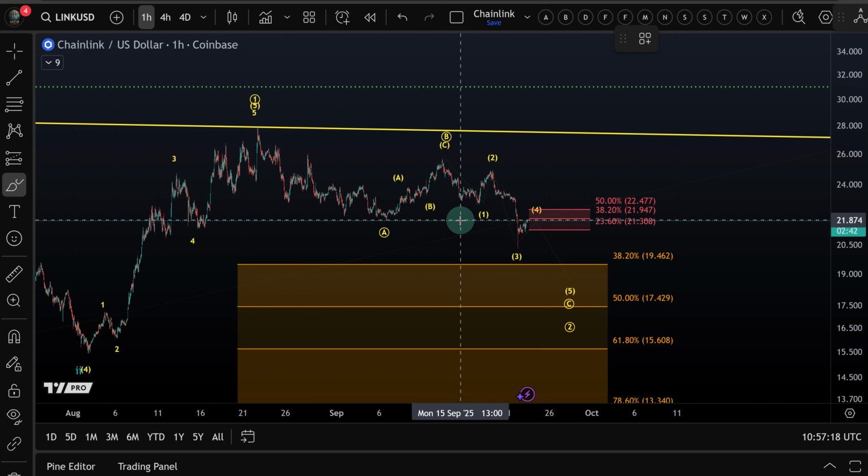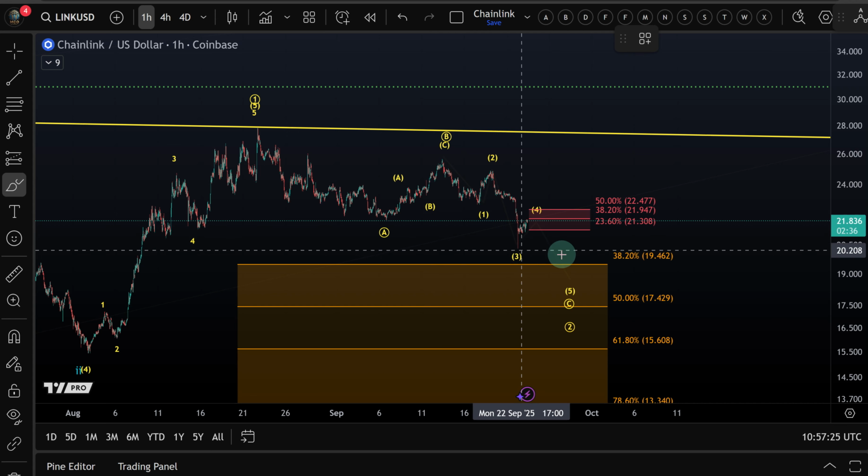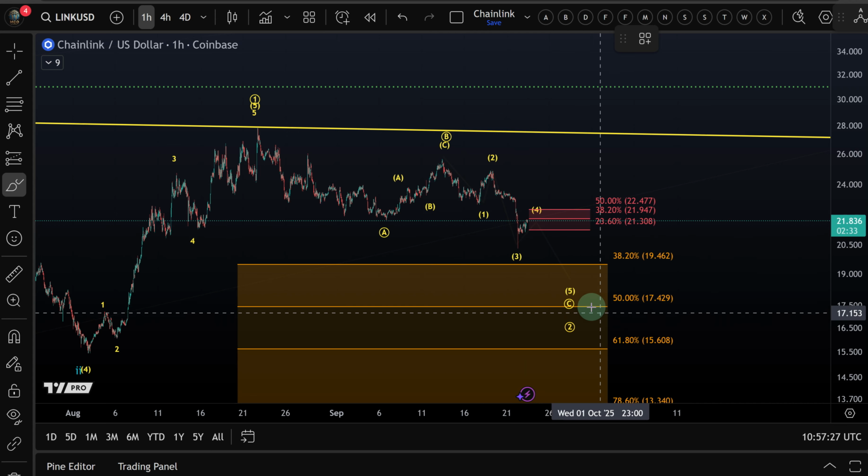However, the question is, is this actually a C wave? Is this actually a C wave? Because it could be something different. Like a more complex correction could be unfolding. So how do we know?